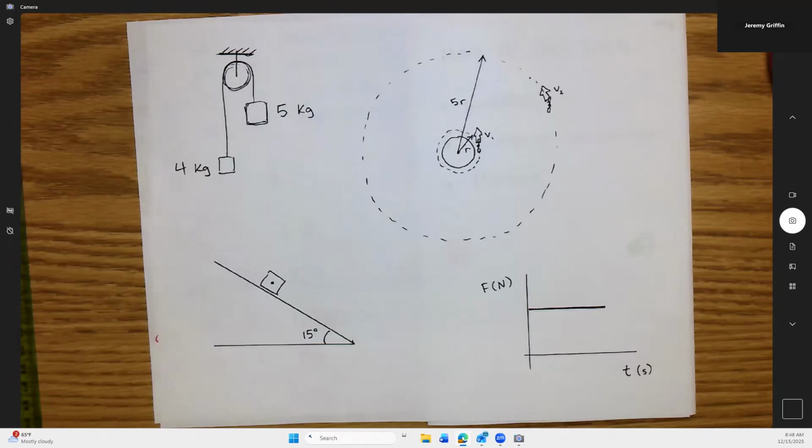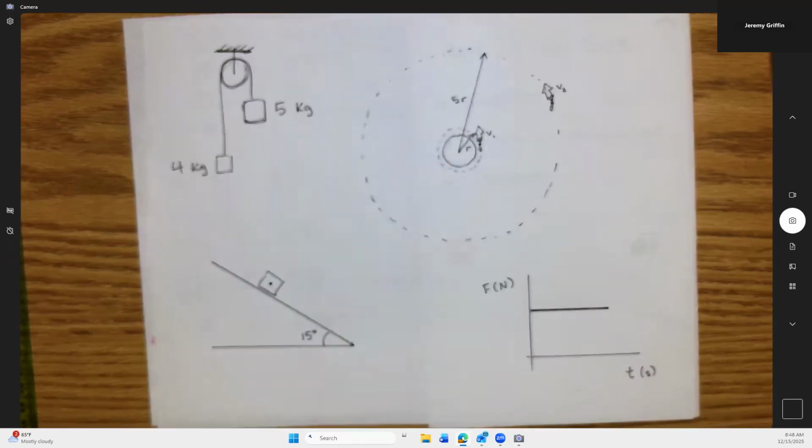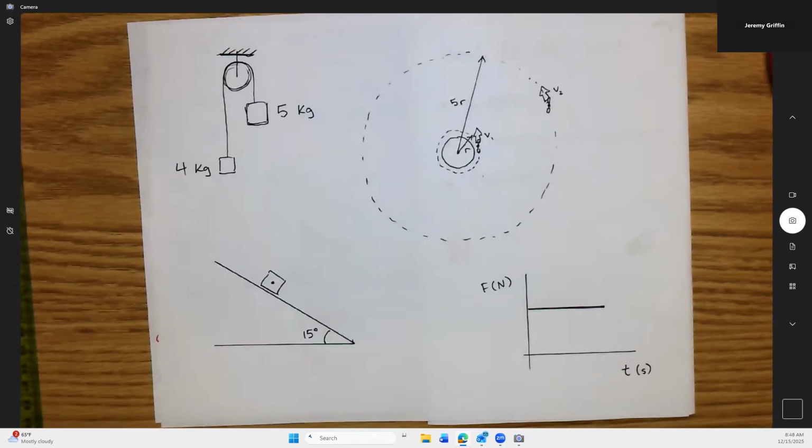All right, here is the acceleration of this one. Okay, it has to do with Newton's second law of motion, F equals ma. Guys, the F in F equals ma is the net force.